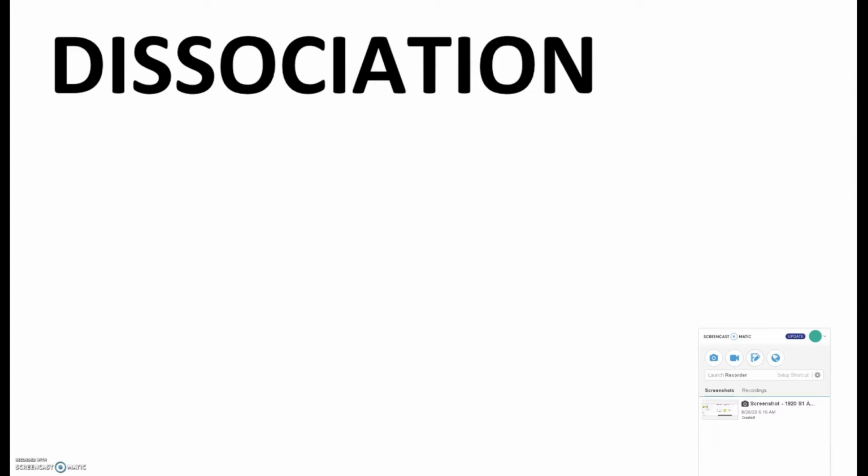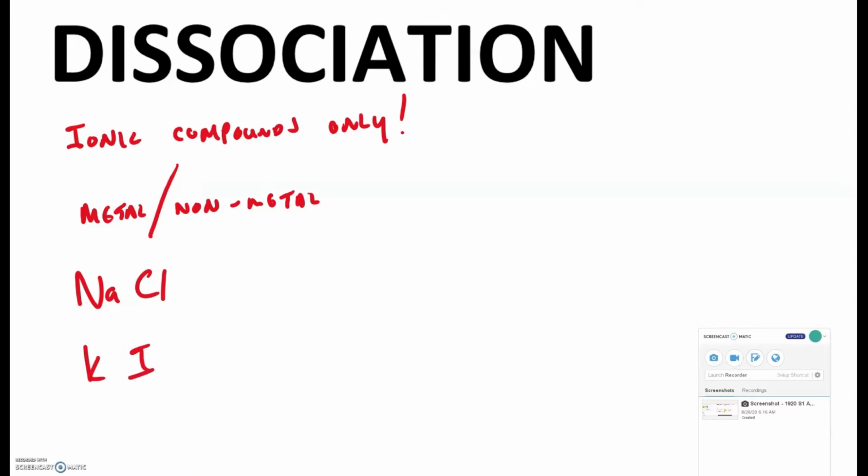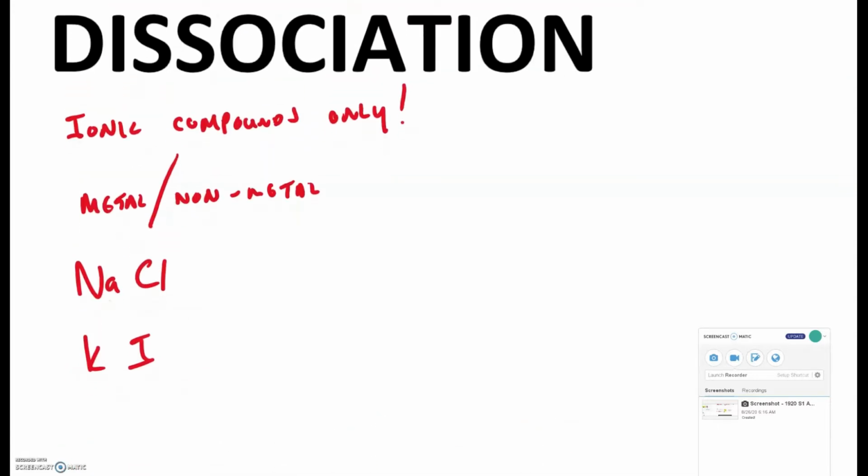All right, what do we mean when we say dissociation? First off, it applies to ionic compounds only. Ionic compounds are always a metal versus a non-metal. That means compounds like sodium and chlorine, potassium and iodine, and ammonium nitrate.